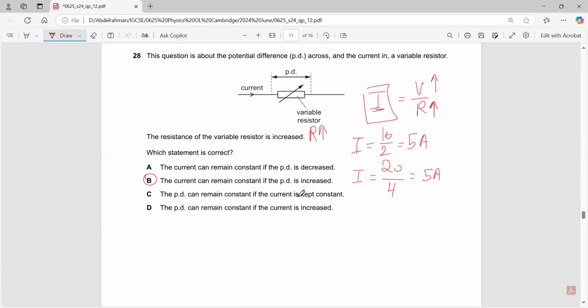C and D are wrong. So now we proved A to be wrong. The potential difference can remain constant, which is V equals IR. When the resistance increases, if you want the voltage to remain constant, then you need to decrease the current. The current cannot be kept constant and it cannot be increased. Okay, the only correct answer is B.